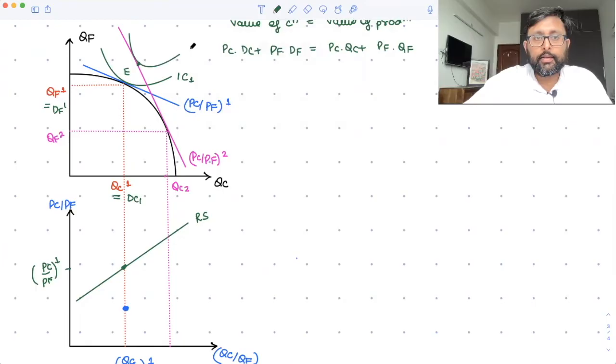Given this slope of the isovalue line, the highest indifference curve which is going to be tangential to this slope is going to be this IC2. So you move from point E1 to this point. I will rather say this is point E3, because I have termed point E2 as the production point.